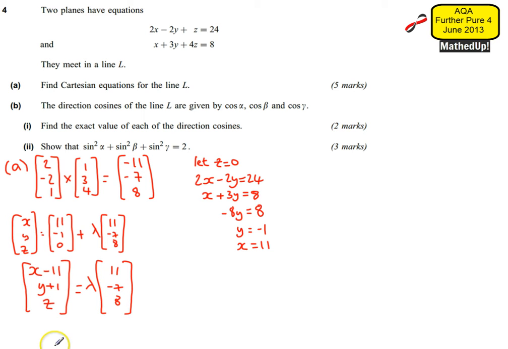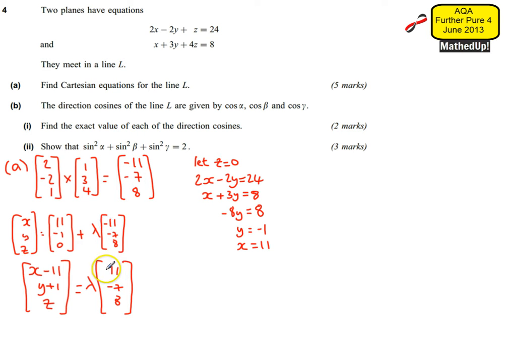So what we're saying from here then is that the ratio between our x components, our y components, and our z components all have to be equal to each other. So oops, I've just spotted I've made an error here. That should be negative 11 there. Try that again.